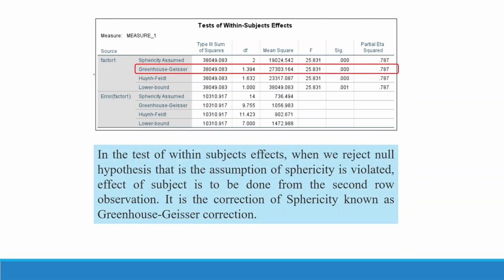The second possibility, in the Tests of Within-Subjects Effects: when we reject the null hypothesis, that is, Mauchly's test rejects the assumption of sphericity, meaning the assumption of sphericity is violated, the effect is to be read from the second row. It is a correction of sphericity known as the Greenhouse-Geisser correction.